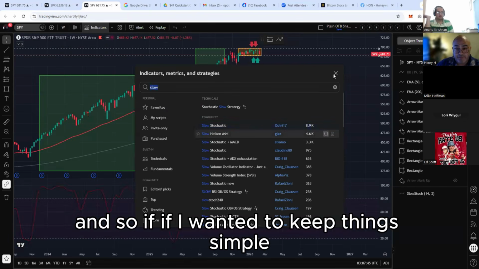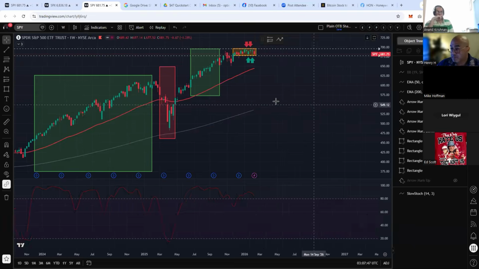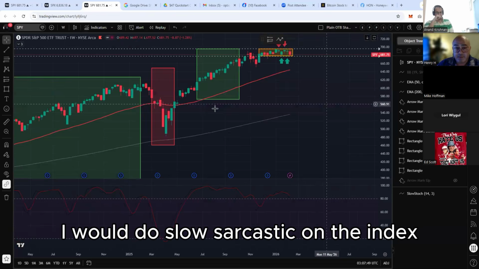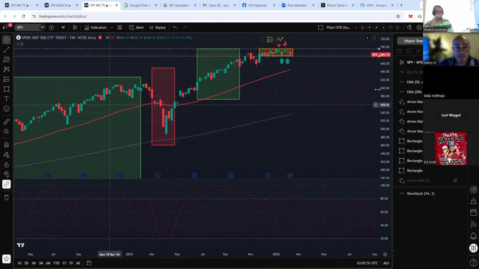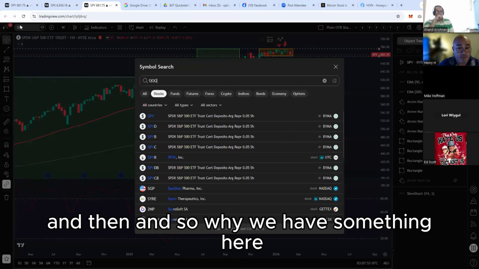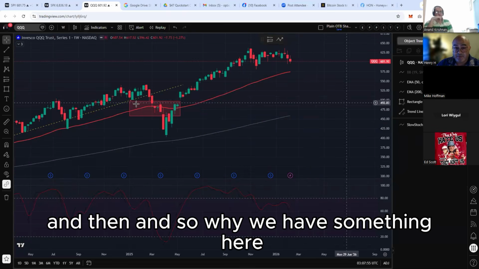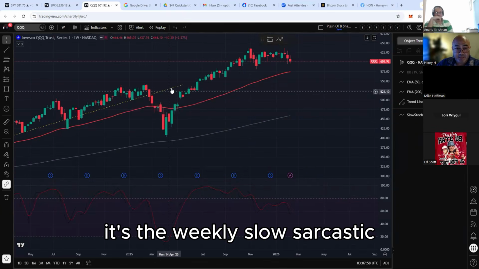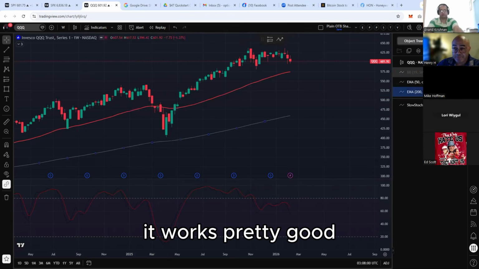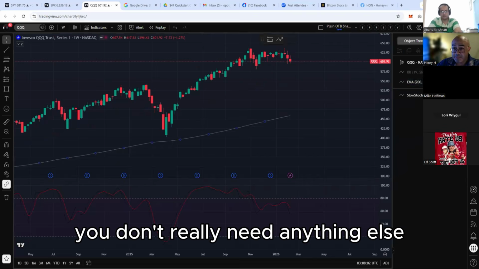If I wanted to keep things simple and didn't want to trade that much, I would do slow stochastic on the index. Here we have the weekly slow stochastic. It works pretty good. You don't really need anything else.